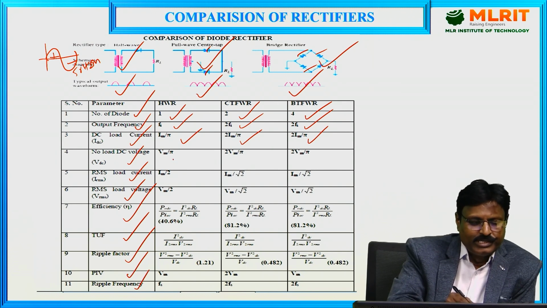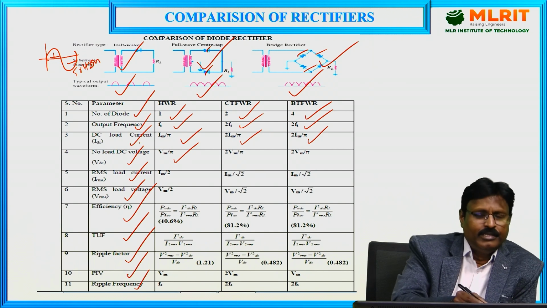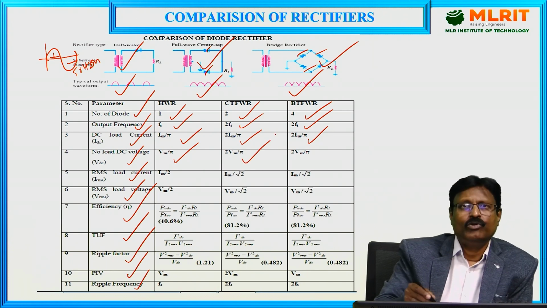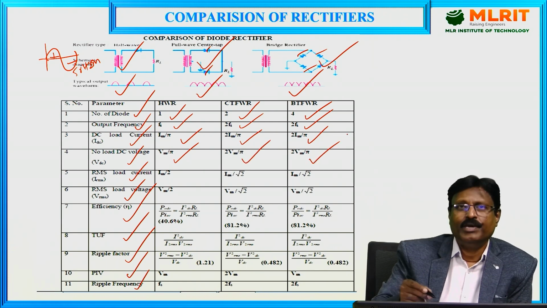Okay. Next, the DC voltage is nothing but simply replacing the current with voltage. We can see here Vm by pi, and here it will be 2 Vm by pi, and here it will be 2 Vm by pi.